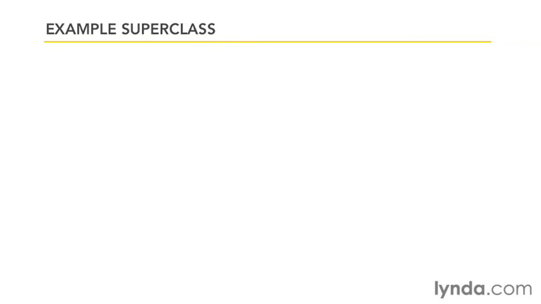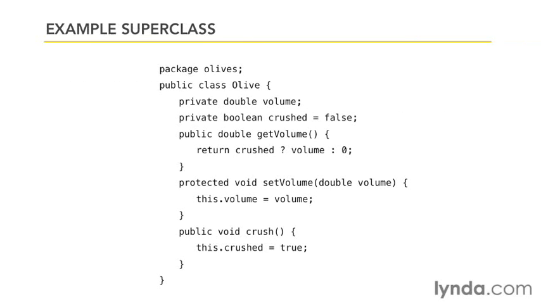Let's take a look at code of a sample superclass. This might be the class Olive. The class Olive might have a couple of fields or data values. I've declared a double value called volume and a Boolean value called crushed, which is initially set to false. I have a method called getVolume, and the logic of that method says if the value crushed is true, then return the volume, and otherwise return 0. This is using the ternary operator, a shortened conditional syntax.